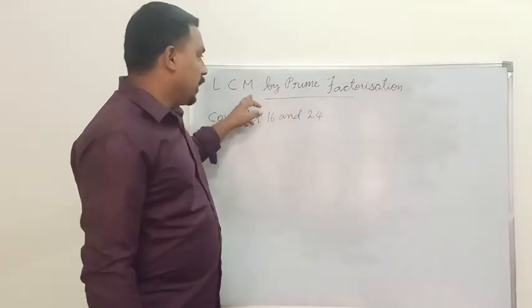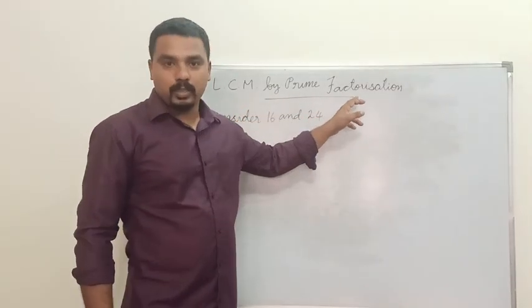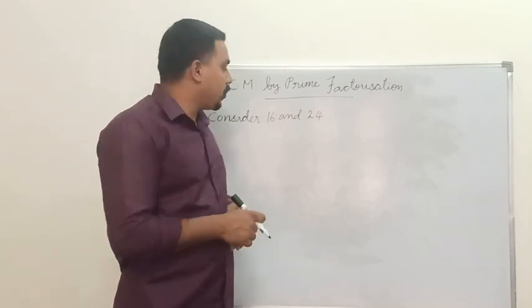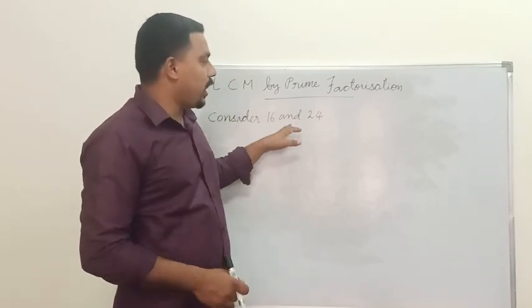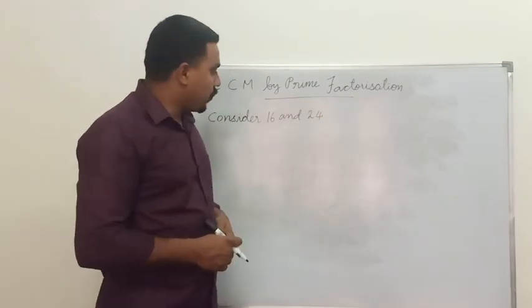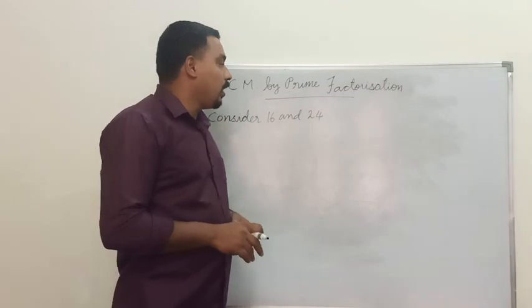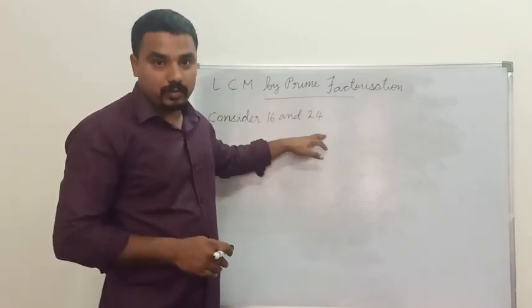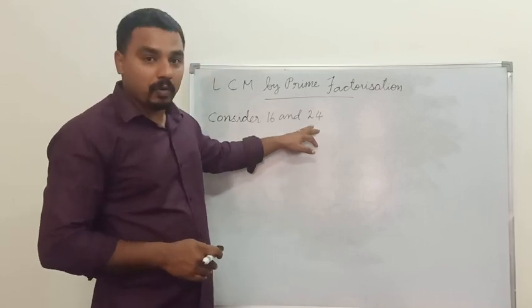Least common multiple by prime factorization method. Okay, so LCM. Consider these two numbers. How to find out the LCM of 16 and 24 by using the prime factorization method. First of all, the same way as we did for the HCF, we have to factorize these two numbers, 16 and 24.